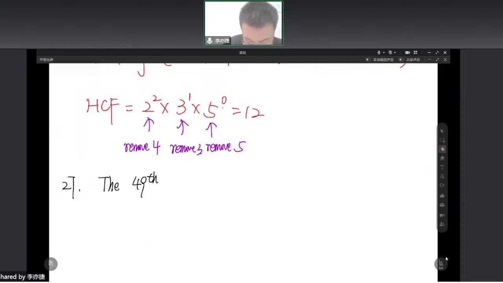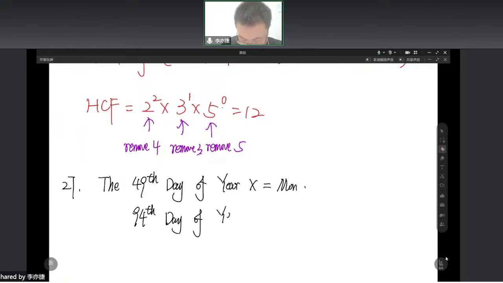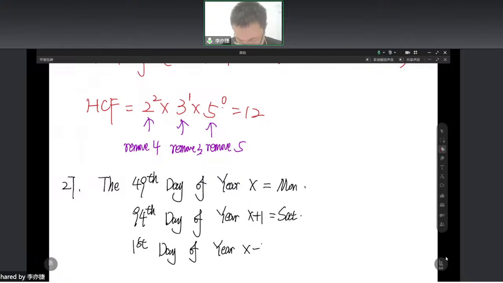49th day of year X is Monday. And the 94th day of year X plus 1, it's a Saturday. So what is the first day of year X minus 1?